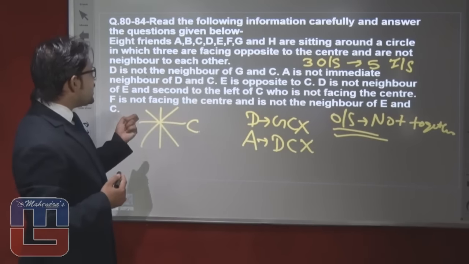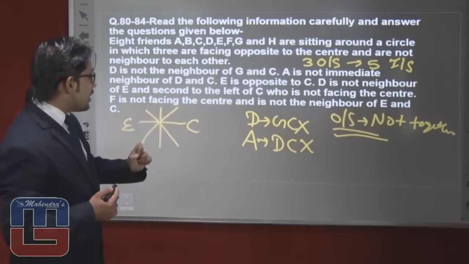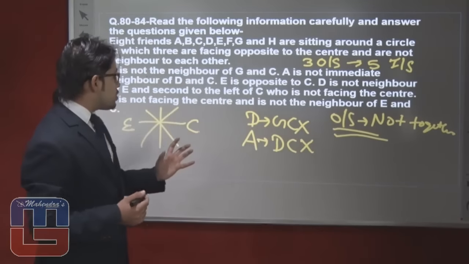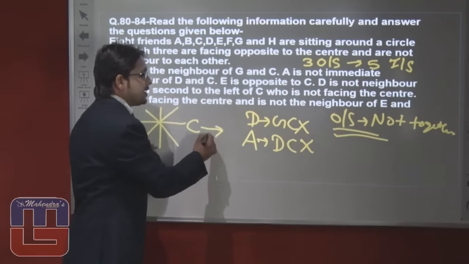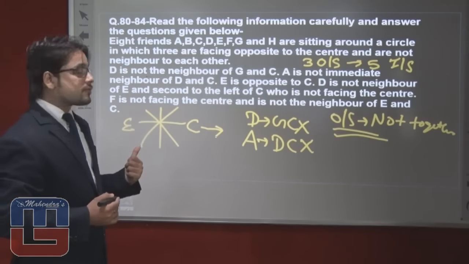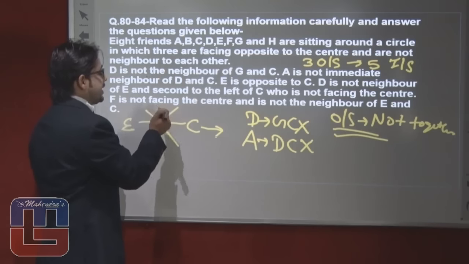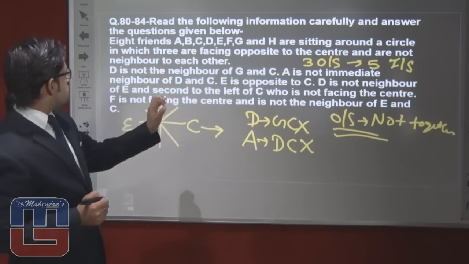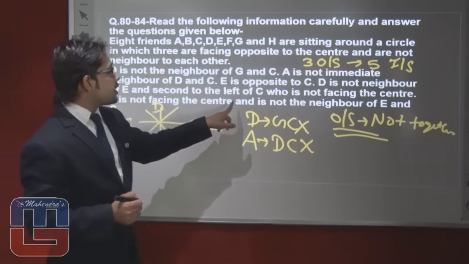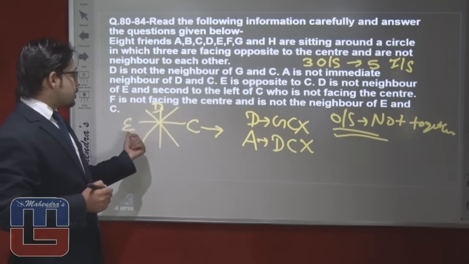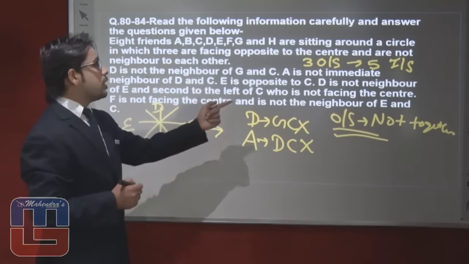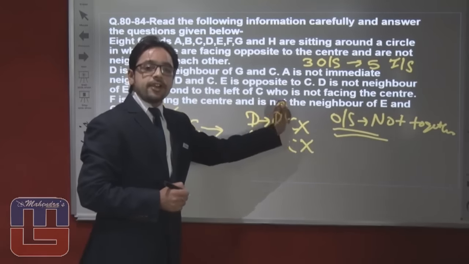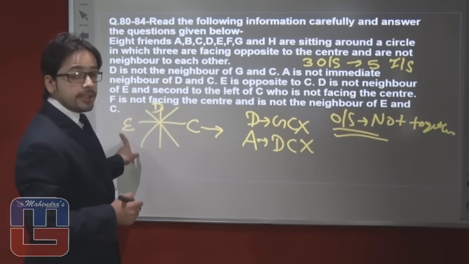D is not neighbor of E and D is second to the left of C, who is not facing the center. You can see here C is not facing the center, means C is facing outside the center, and D is second to the left of C, which means first and second. D is second to the left of C. Now you can say that D is not neighbor of E and second to the left of C, who is facing outside the center. F is not facing the center and F is not neighbor of E and C.